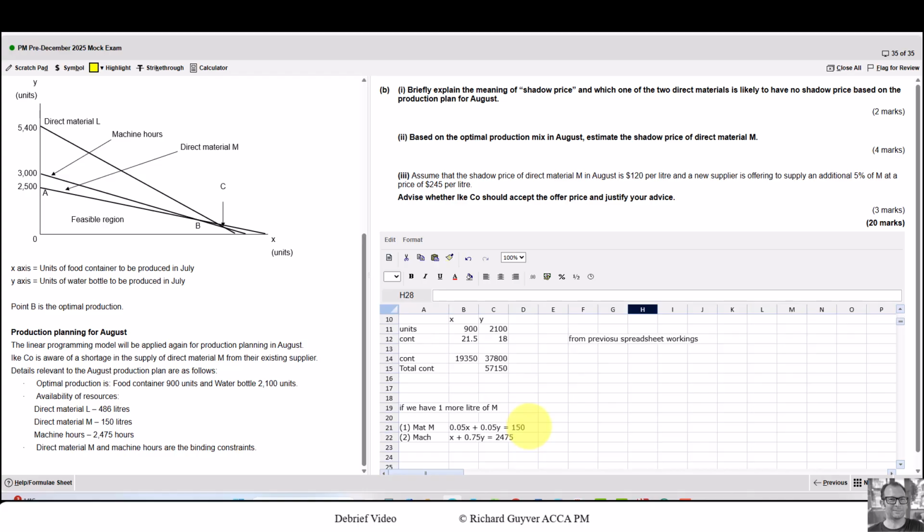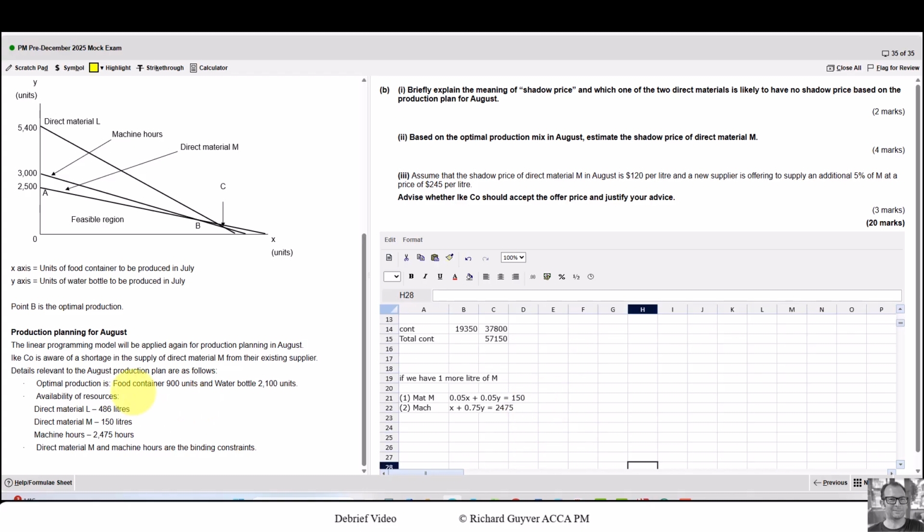If we were to do like we did before, substitute in or rearrange these and solve the simultaneous equations, we'd end up with the optimum production plan, but we've been given that, so we don't want to repeat something we've been given. What we do need to do is say, well, if we have 1 more litre of M, then this stops being 150 and becomes 151, and then we go through the solution.